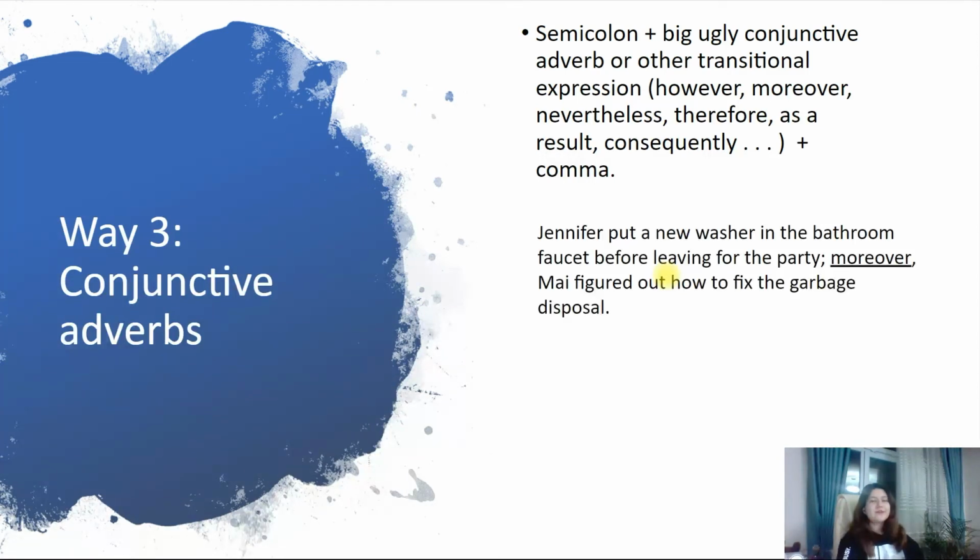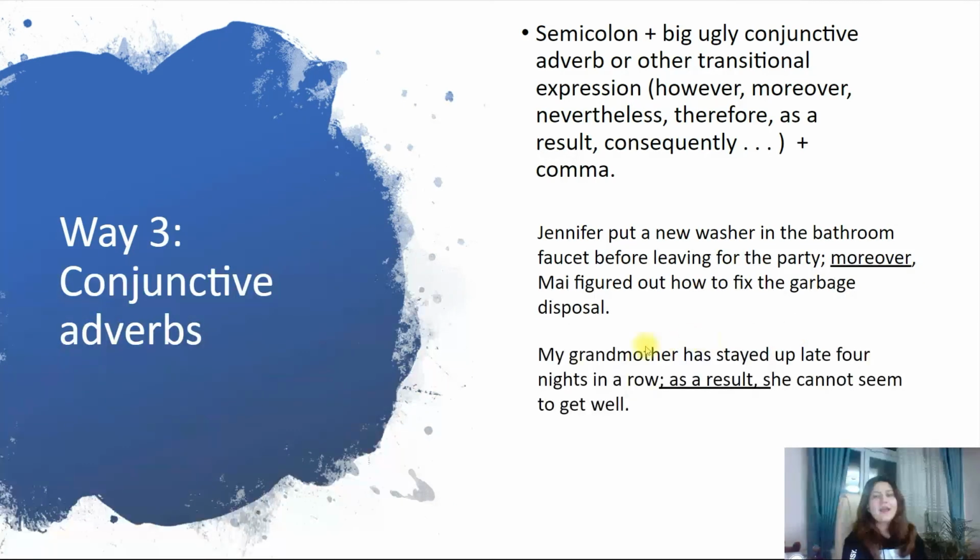Let's look at an example. Jennifer put a new washer in the bathroom faucet before leaving for the party. Jennifer is my subject. Put is my verb. And I have an idea. So this is an independent clause. May figured out how to fix the garbage disposal. May is my subject, figured out is my verb, and I have an idea. And what do I have between them? Semicolon, moreover, which is my ugly conjunctive adverb, and comma.